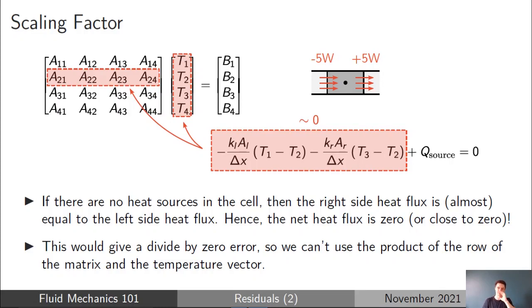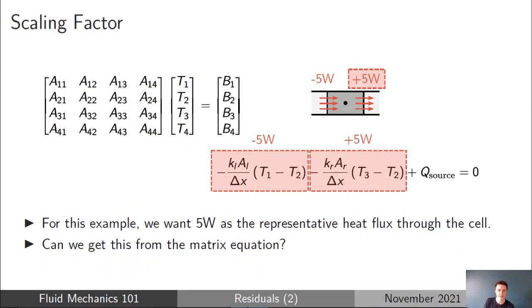That's another way to think about it: we don't want to sum all those heat fluxes together. We just want one flux that's representative of what's going through. So we have to think a little more carefully about how we might extract a scaling factor from the matrix. And this slide is just to summarize what we've done here.